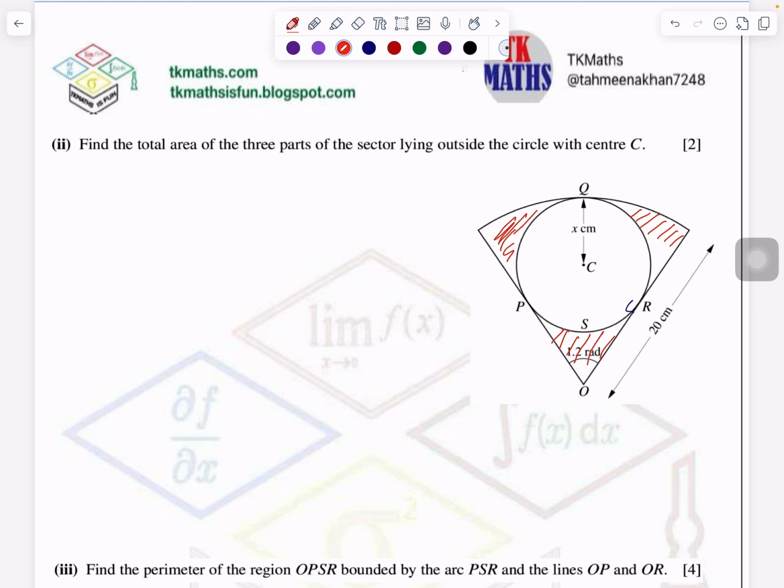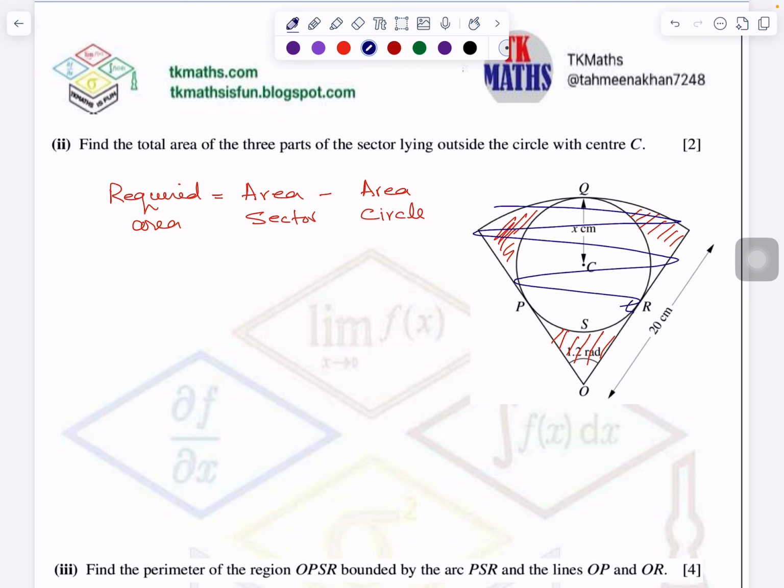So we are writing here, required area is equal to area of the sector minus area of the circle. Right, because the sector is this whole thing and the circle is only this inside part. So we will be left with the red part.